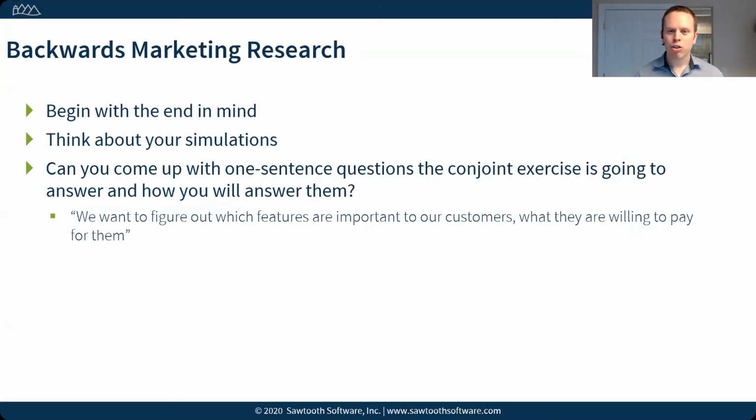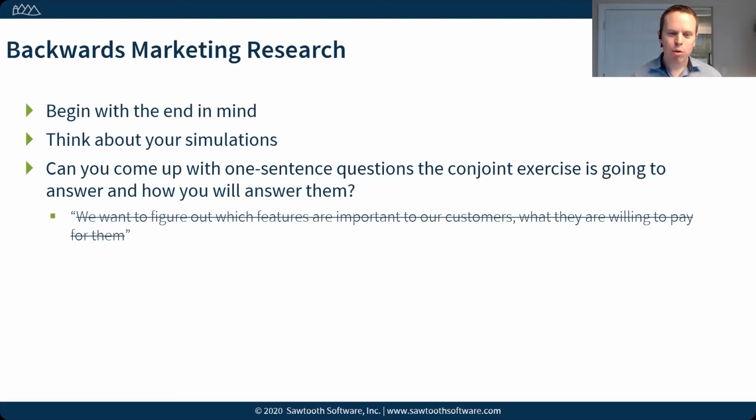But it's better to think in terms of strategic questions. What specific questions am I trying to answer? A lot of people decide on a conjoint project, choose their attributes and levels, and have very general statements like, we want to figure out what features are important to our customers and what they're willing to pay for them. That's not bad per se, but again, I would challenge you to think a bit more strategically.